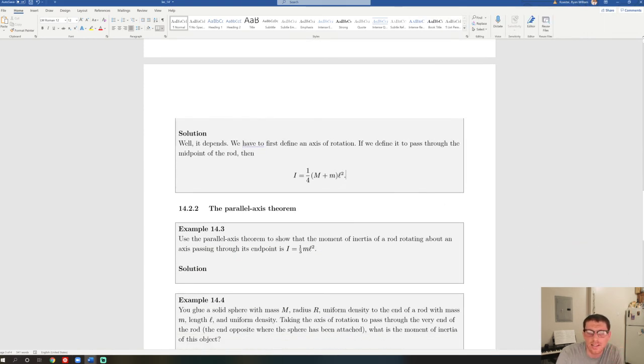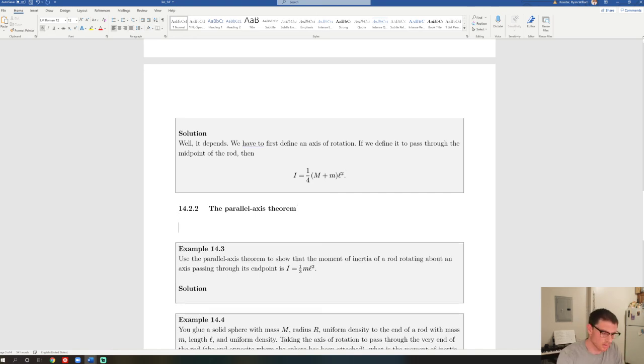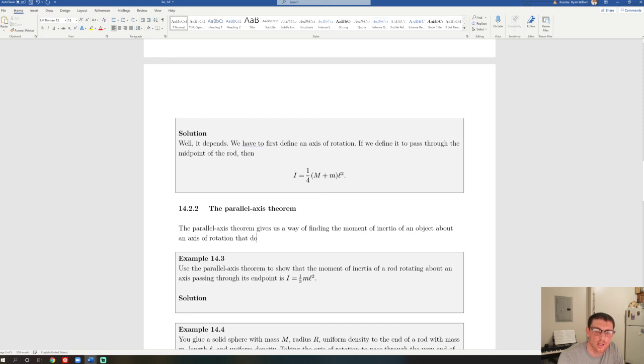So we're going to talk about the parallel axis theorem. And this is a way, let me just put this in words here in the document. Say, the parallel axis theorem gives us a way of finding the moment of inertia of an object about an axis of rotation that does not pass through the object's center of mass.